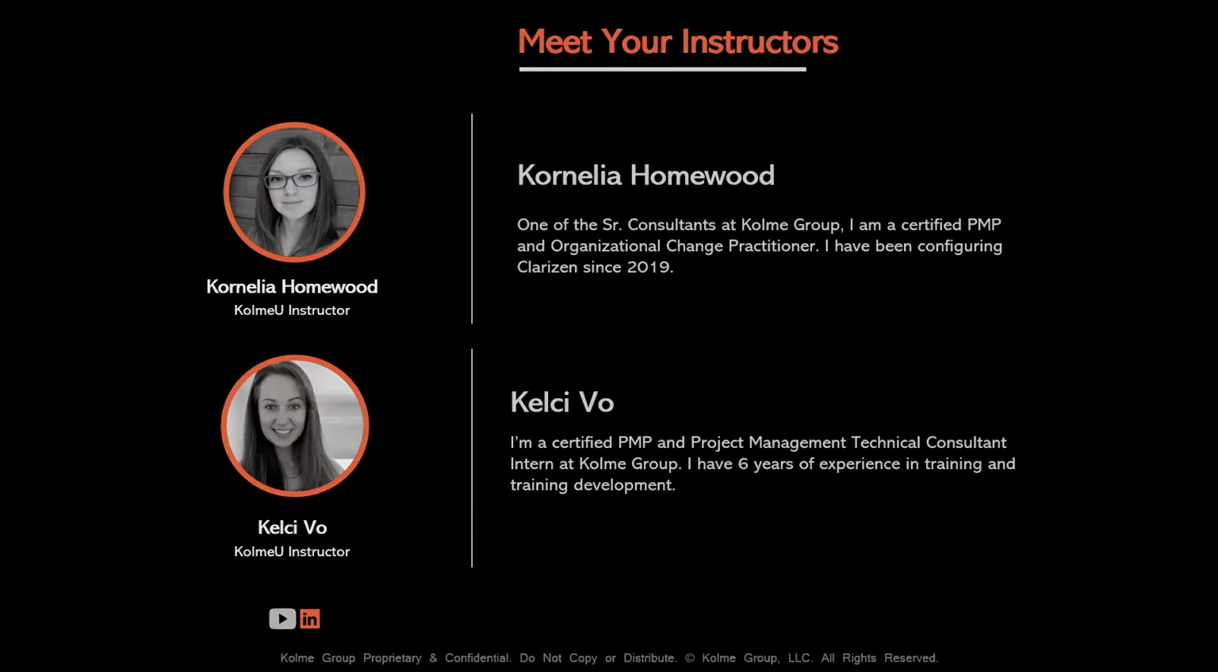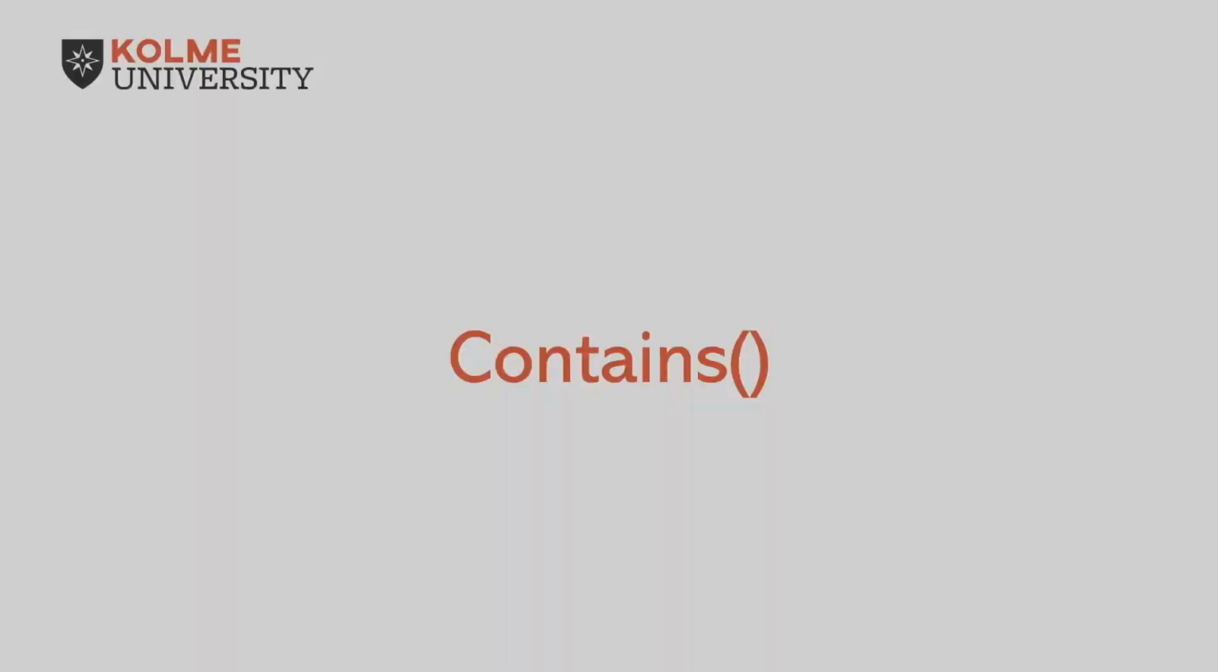What function are we learning about today? Contains. What this function does is it queries a field to see if it contains a specified value and returns it true or false. This is really useful because you can tell clarizen to pick out specific information based on what you're looking for. Yes, contains is one of our favorites and can be used in evaluation criteria or in combination with if functions. Can we take a look at the syntax?